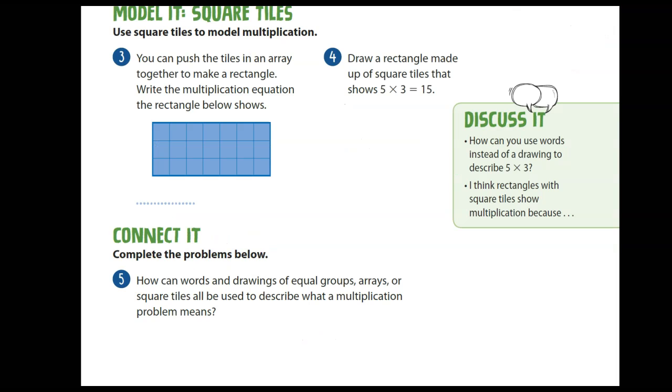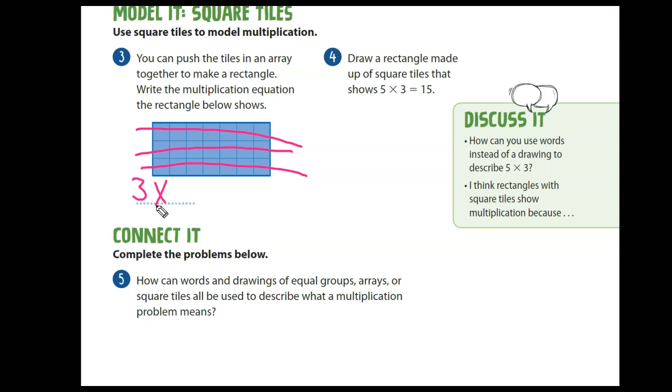So we used equal groups and we used an array. Now we're going to use tiles. Okay, little squares. It says you can push the tiles in an array together to make a rectangle, like this. That's what they have. Write the multiplication equation. The rectangle is shown below. So this is what they want. How many rows do I have? 3. 1, 2, 3, right? 3 times. And then how many in each row?